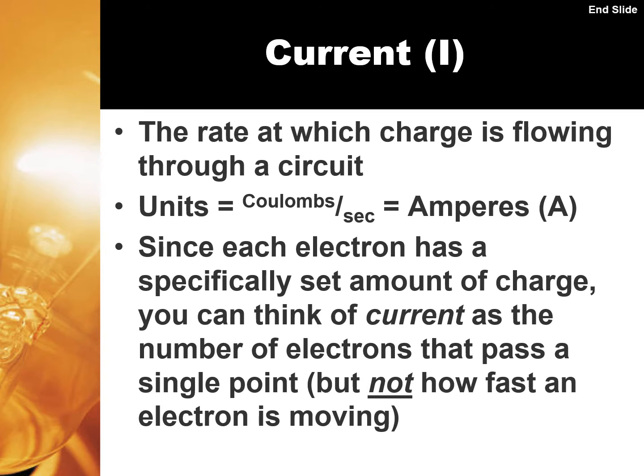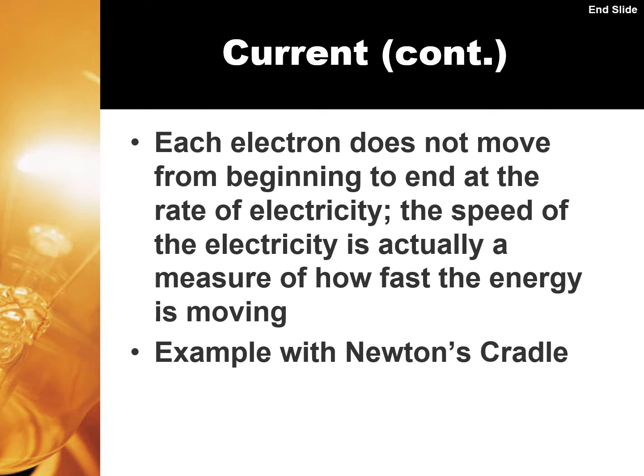Now, that's not the same as how fast the electrons are moving, because how fast the electrons are moving is a little bit different. Each electron does not move from the beginning to the end at the rate of the electricity. Essentially, the electrons are bumping into each other. When the battery releases an electron, that electron bumps into another electron, passing its energy along, and then that one passes its energy along to another one, and it keeps bumping along. And the rate of electricity is the rate at which that energy is moving through the circuit, not the rate at which the electron is moving.